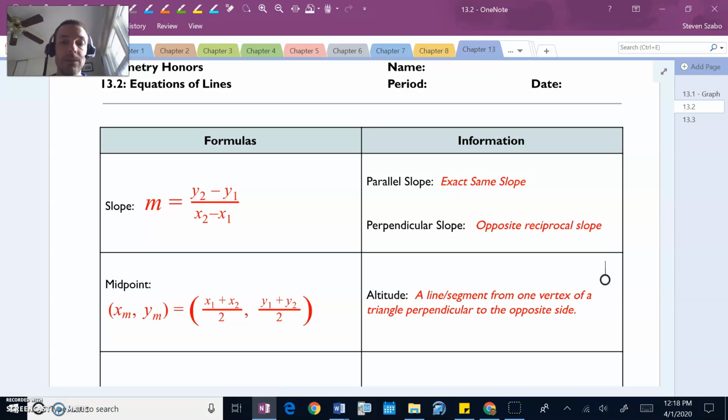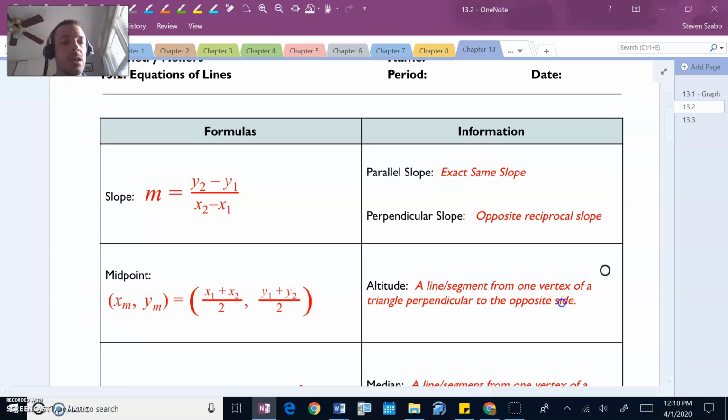When we're talking about slope, if slopes are parallel, they're the exact same slope. If they're perpendicular, they are opposite reciprocal slopes. So if your slope is 2, the perpendicular slope is negative 1/2. If your slope is negative 5, it's positive 1/5, and so on and so forth.